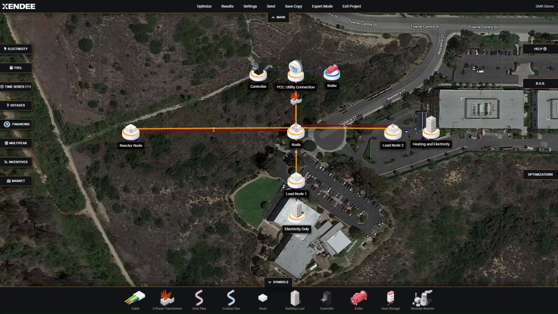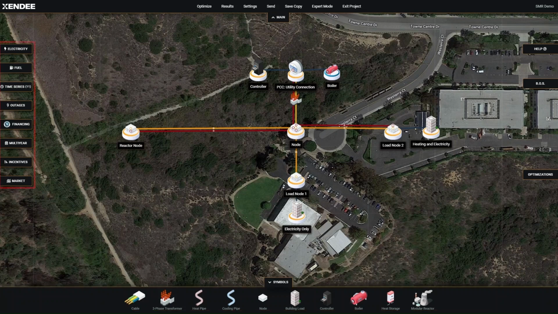What is shown here is Xendee's GIS design interface. Here we can set up new projects and use a satellite map of the actual site location to create microgrid designs. The interface also features a technology toolbar where we can add up to 25 different types of distributed energy technologies, as well as transmission assets like cables and transformers.